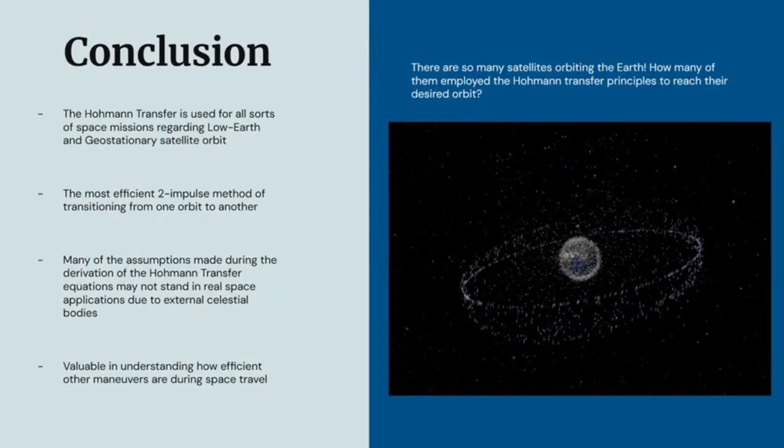In conclusion, the Hohmann transfer is an important aspect of orbital mechanics that we use for many, many different satellites orbiting the Earth. It is the most efficient two-impulse method of transitioning from one orbit to another, although many of the assumptions made during the derivation of the Hohmann transfer may not stand in real space applications due to external celestial bodies.